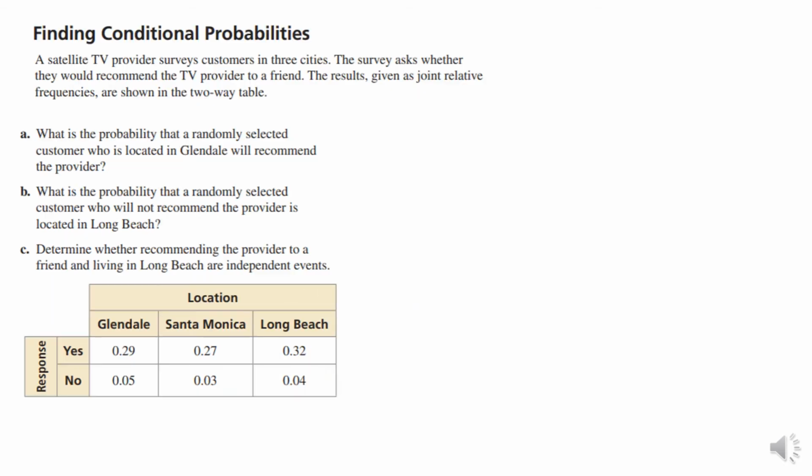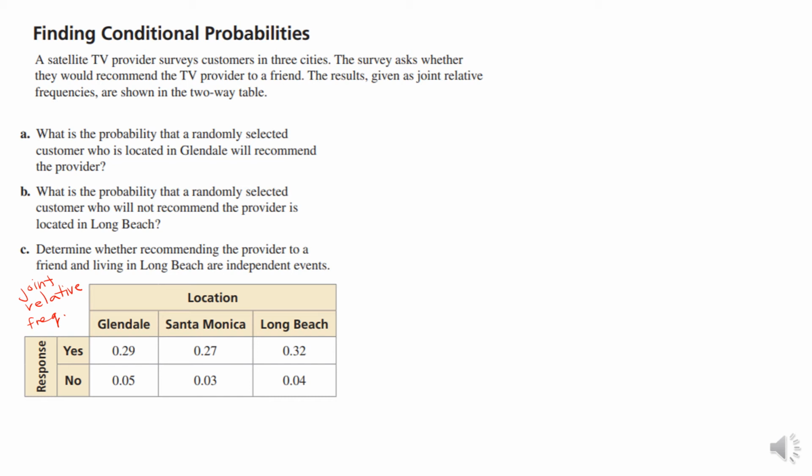All right. Okay, so finding conditional probabilities. So they gave you all of the relative frequencies here. So they gave you the joint relative frequencies. Okay, these are joint relative frequencies. They are not giving you the marginal frequencies or the marginal relative frequencies. Okay. So we're going to look at the answer.